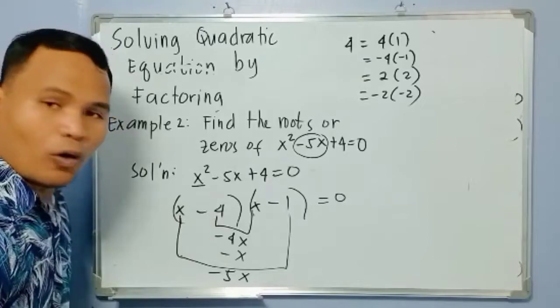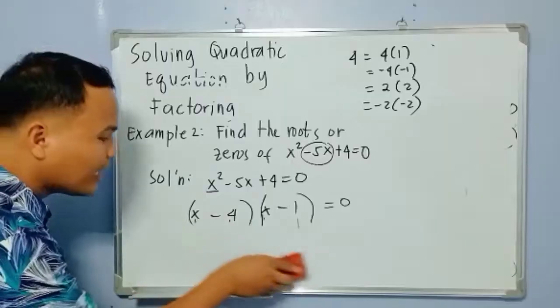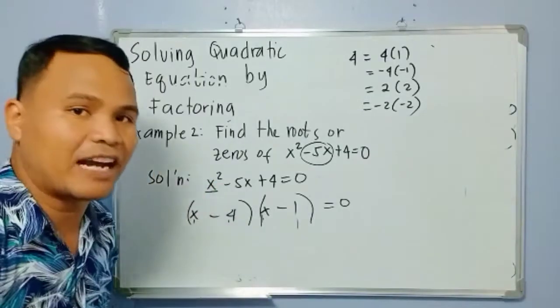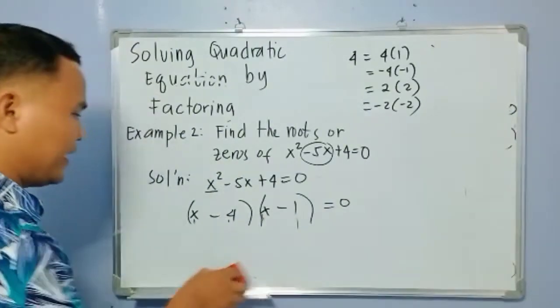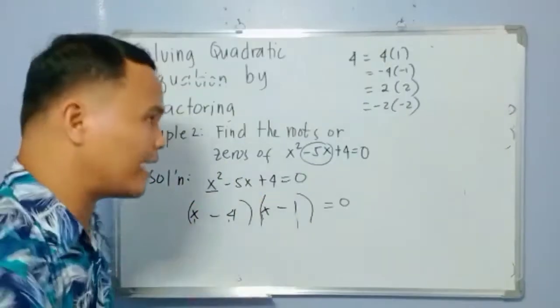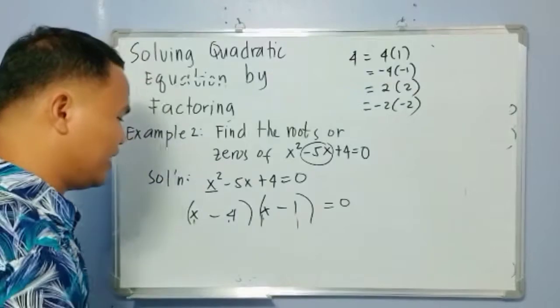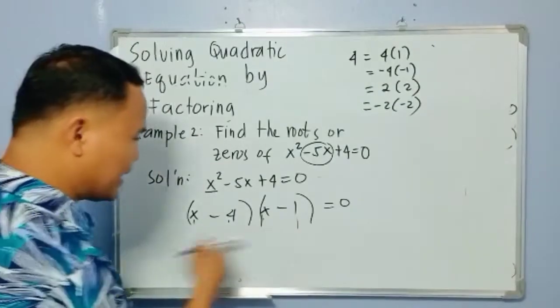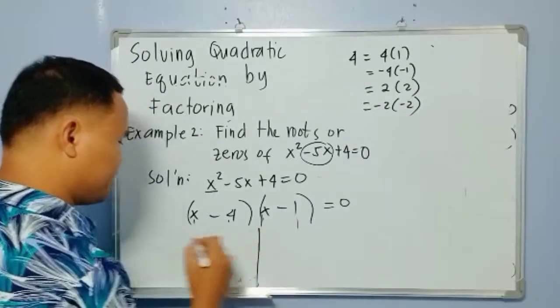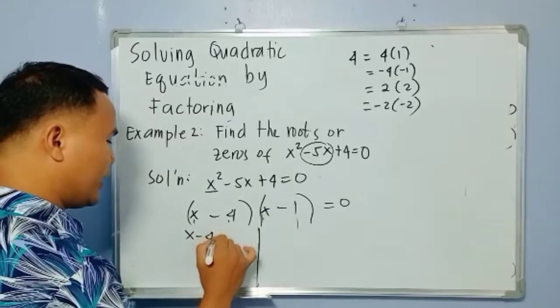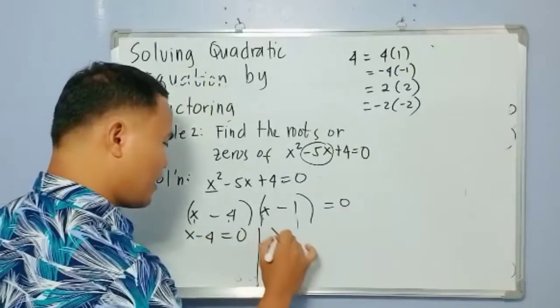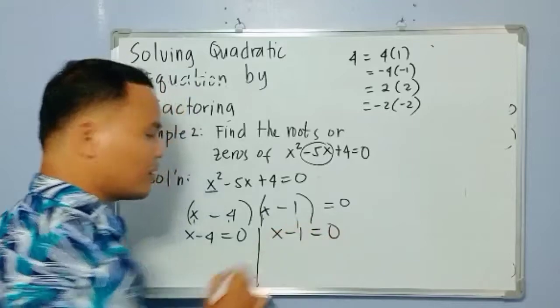Therefore, x minus 4 and x minus 1 are the factors of x squared minus 5x plus 4 equals 0. Since your factors now are correct, then let us proceed solving for the value of x. Equate the two factors to zero. x minus 4 equals 0. x minus 1 equals 0.